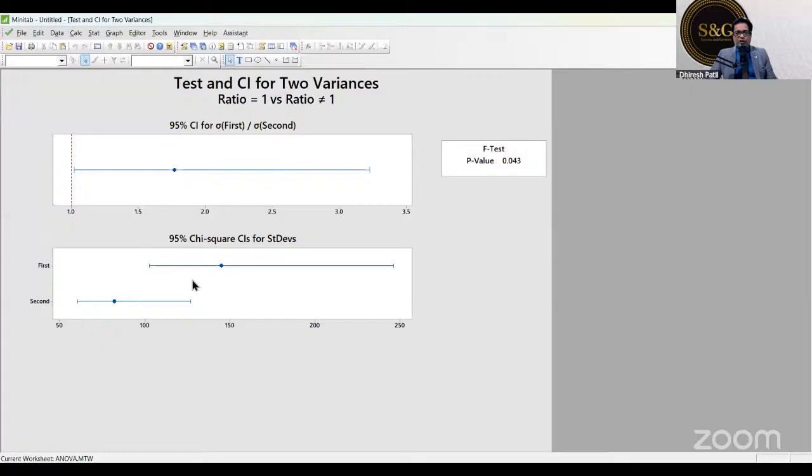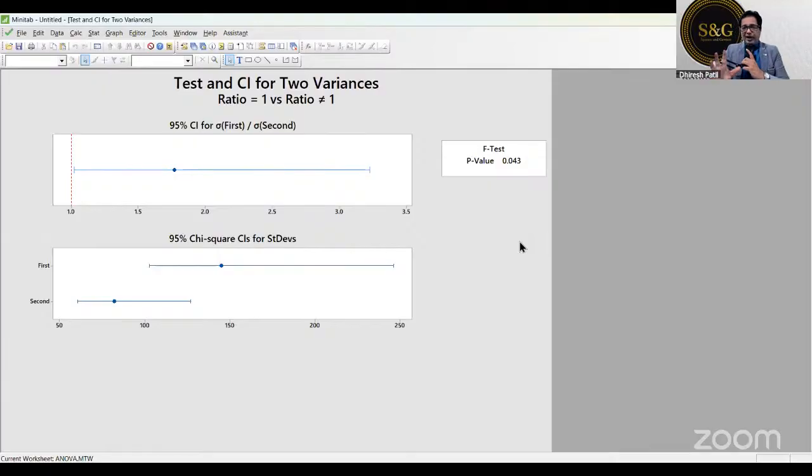Now this is what we have got. The p-value is 0.043, which is less than 0.05, which means there is a statistically significant difference between these two variances. So obviously the variance of the first sample is high.